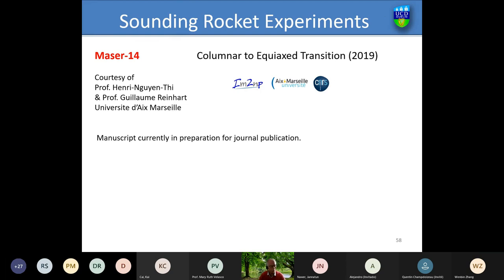Which brings me to Maser 14, which was the most recent sounding rocket experiment led by Henri Guyant and Guillaume Reinhardt from Marseille. These results are currently being analyzed, and the manuscript is currently in preparation. So after that, the data can be shared publicly, but their results are very interesting too.